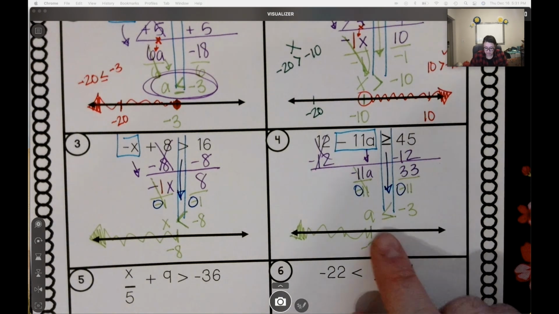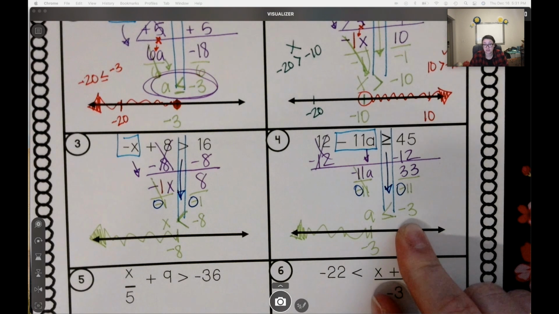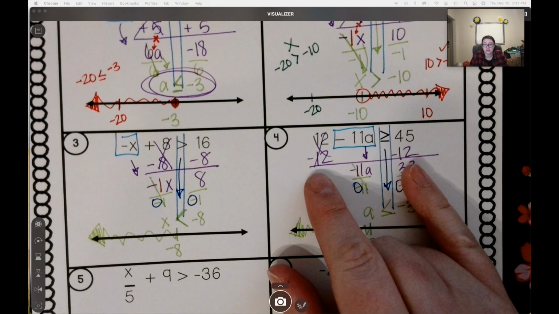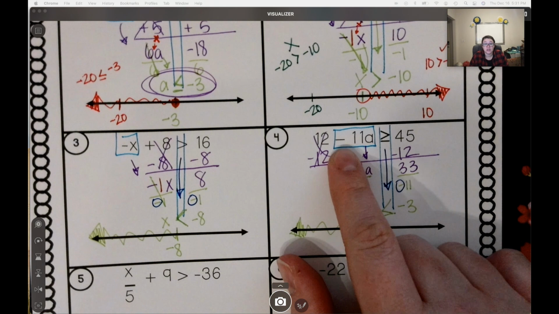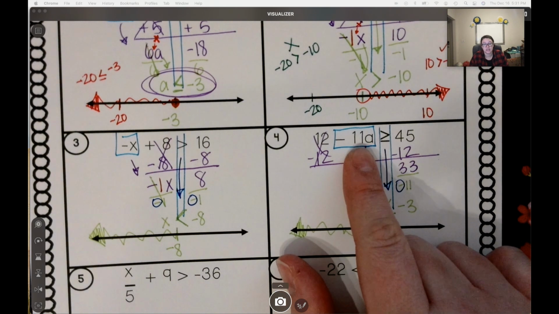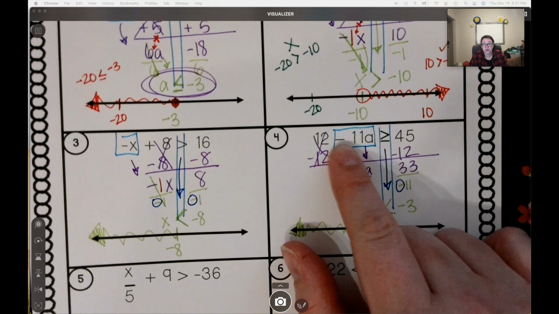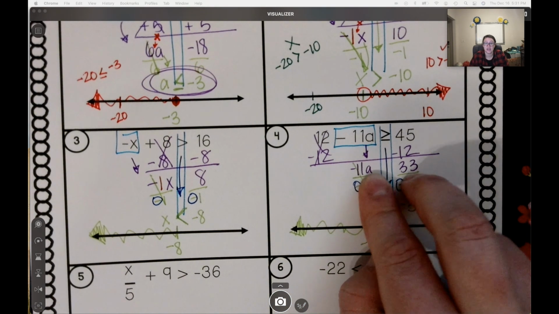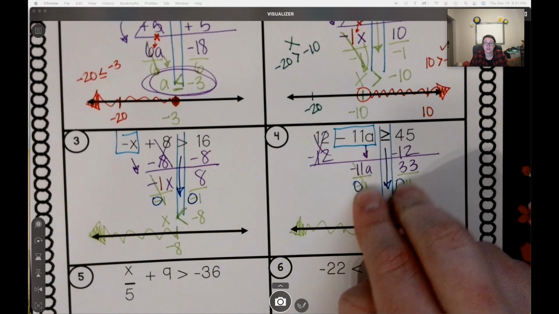A should end up being less than or equal to -3. We start off subtracting 12 on both sides. When you bring down, that subtraction sign needs to stick with that 11. That operation sticks with the term behind it. So it needs to become negative 11a and 33 on that side.